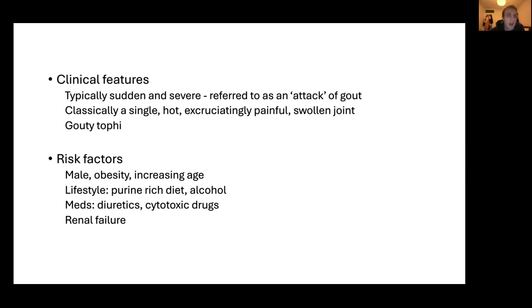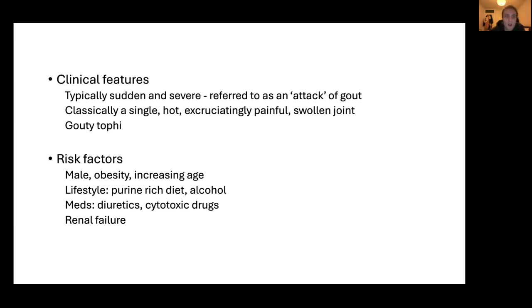Now, when an attack comes on, it usually reaches peak intensity within 4, 5, 6 hours, and patients will describe they're completely unable to put any weight on that joint or use that joint, and often we see this classical history of a hot, excruciatingly painful joint. So other clinical features of gout, we see skin changes, so gouty tophi, they're yellow vesicles, depositions of these uric acid crystals within the skin.